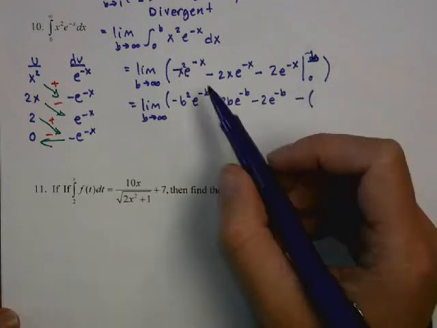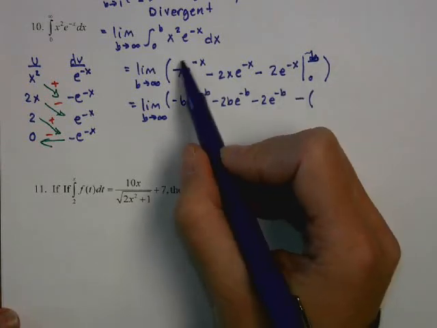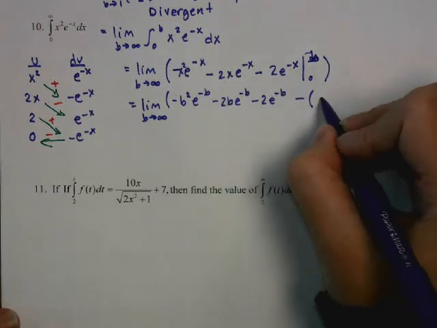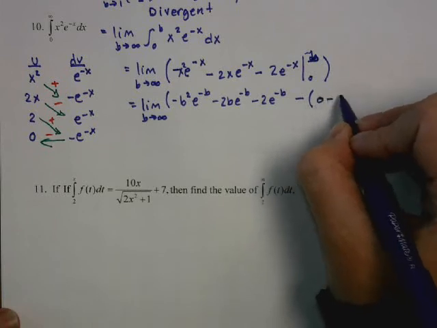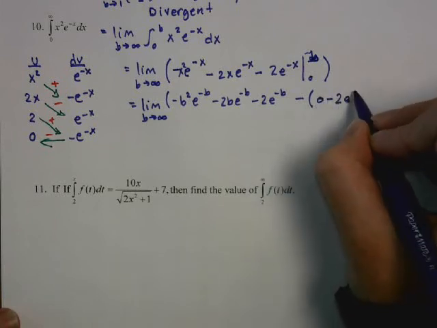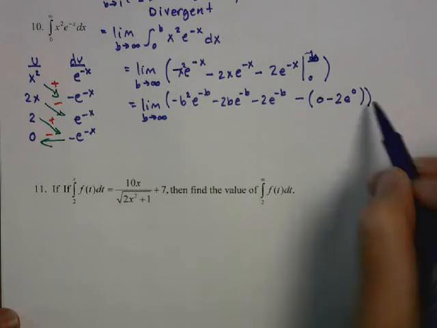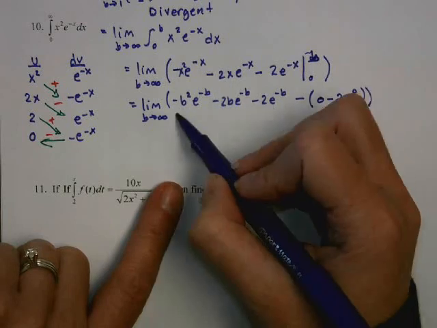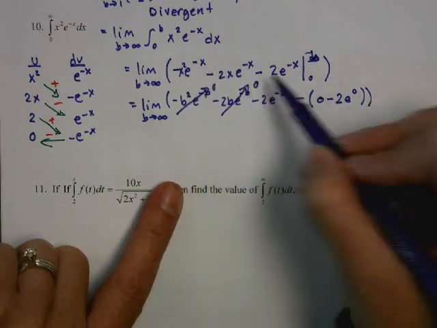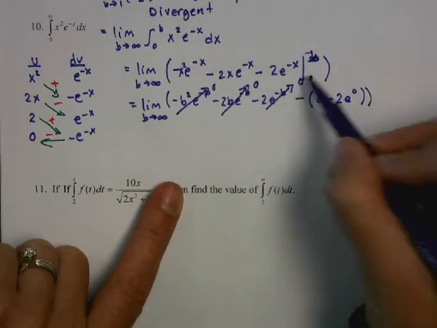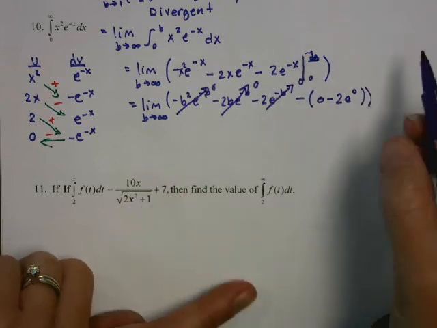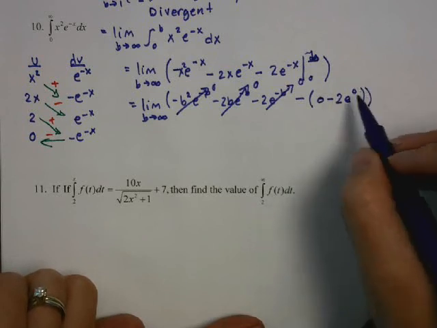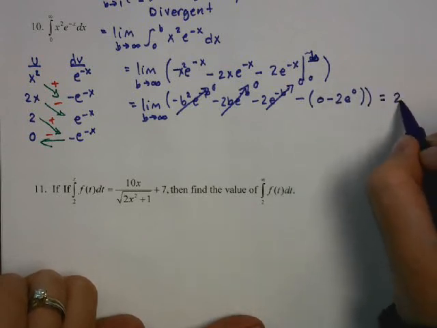minus 0. So if we plug a 0 in here, that's going to go away. That's going to go away. Here, we're going to have minus, so 0 minus 2e to the 0. As we go to infinity, e to the negative x is going to go to 0. So this goes to 0, this goes to 0, this goes to 0. So what we're left with is this. So we're going to have minus negative 2e to the 0. So that's going to end up being a positive 2.